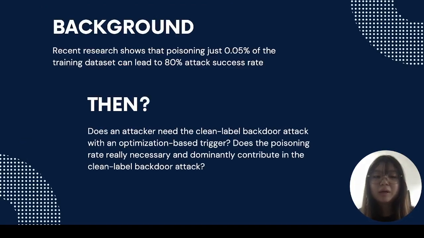So why do we do this? Because recent research shows that poisoning just 0.05 of a training data set can lead to an 80% attack success rate, which is really great, because 0.05 of 10,000 is just 5 data points that we poison. Then we came up with an idea. Does an attacker really need a clean label backdoor attack with an optimization-based trigger? Are there any other factors affecting this backdoor attack, or is it because of the poisoning?